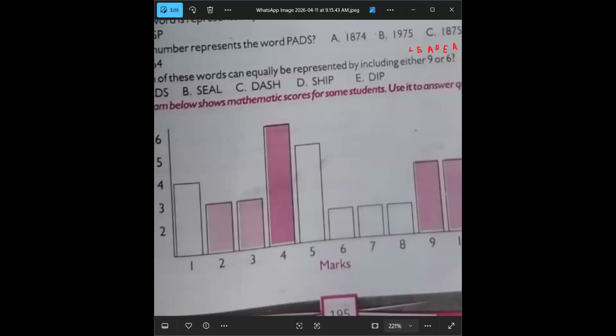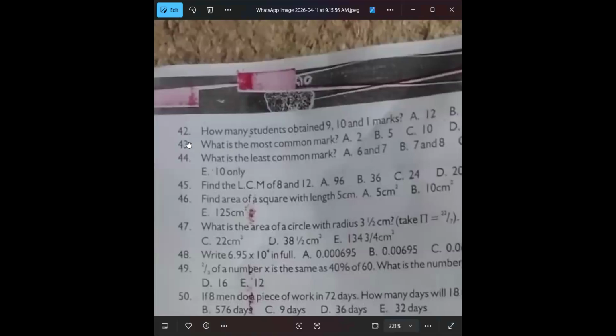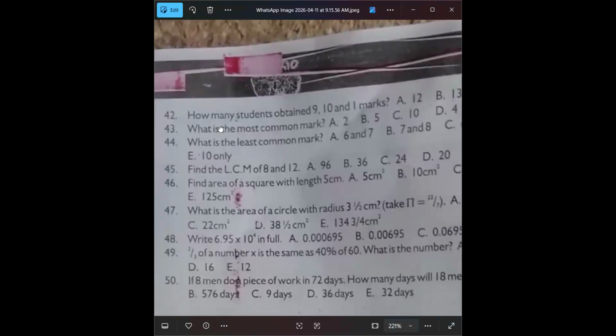Okay, let me reshare my screen so that we are seeing the next bit, because I think we're done with that. Okay. Can you see my screen now? Yes, sir. All right. So we're going to number what now?